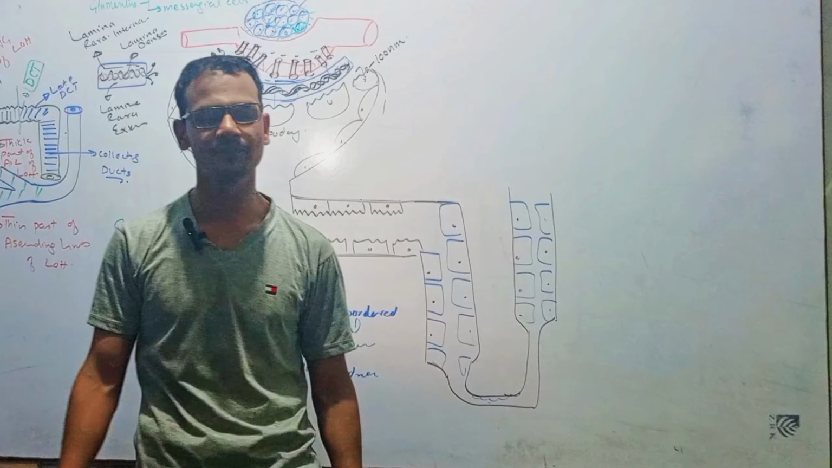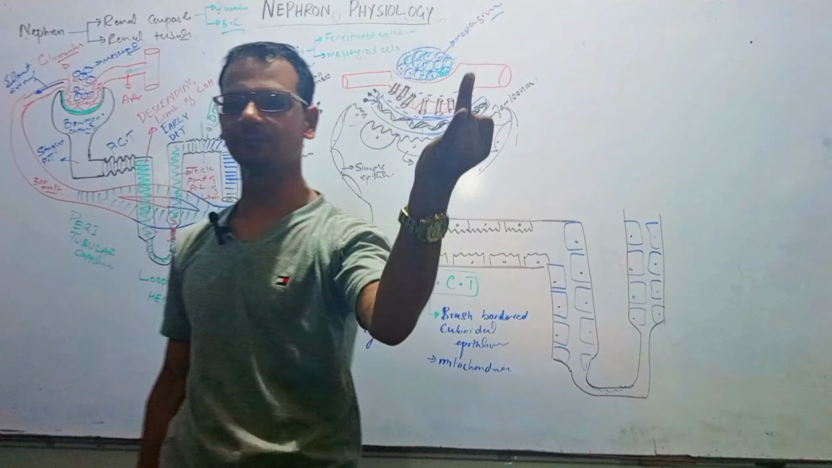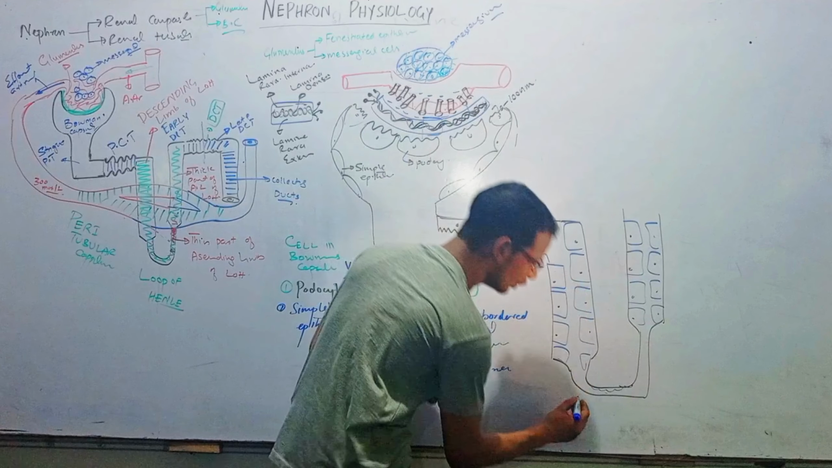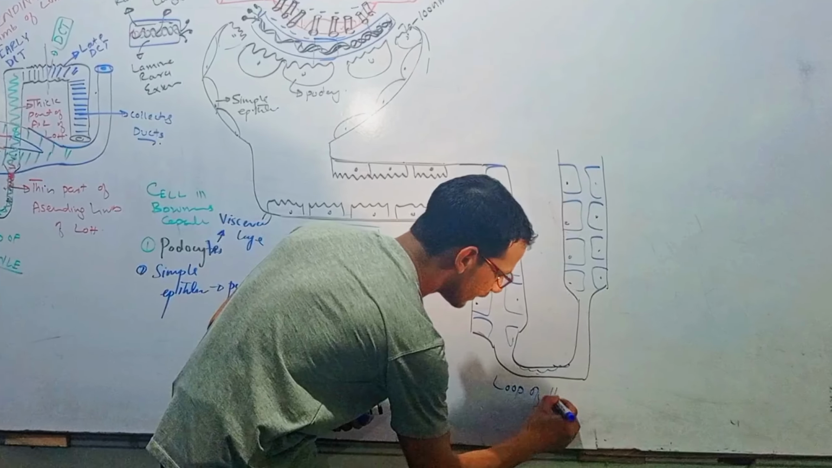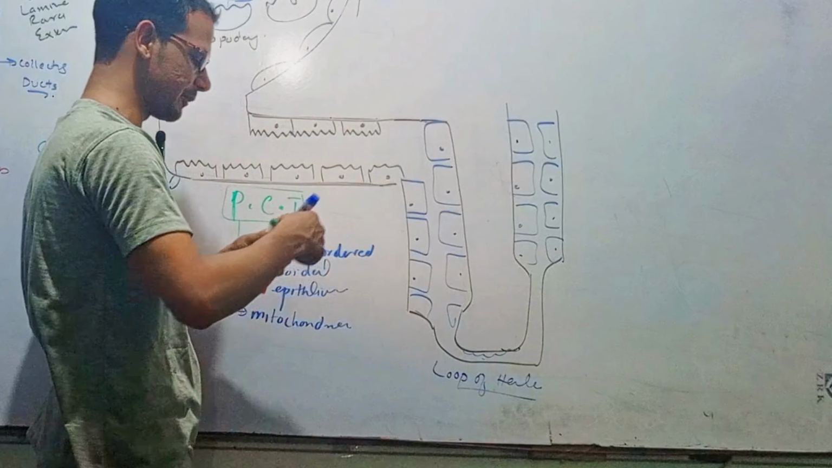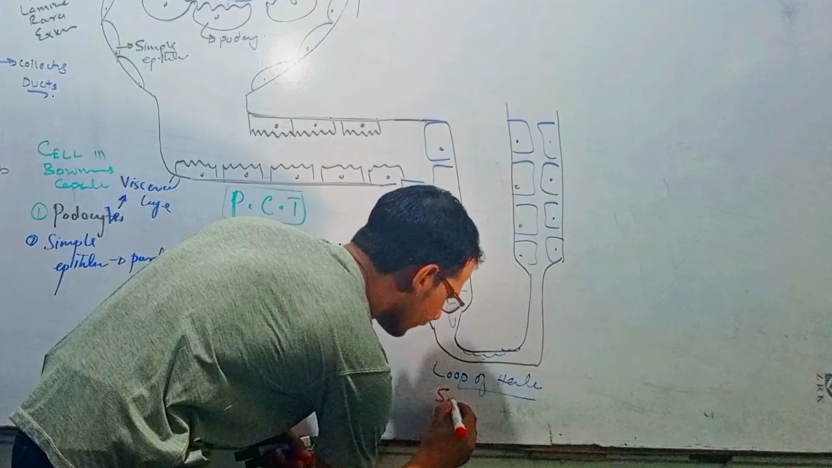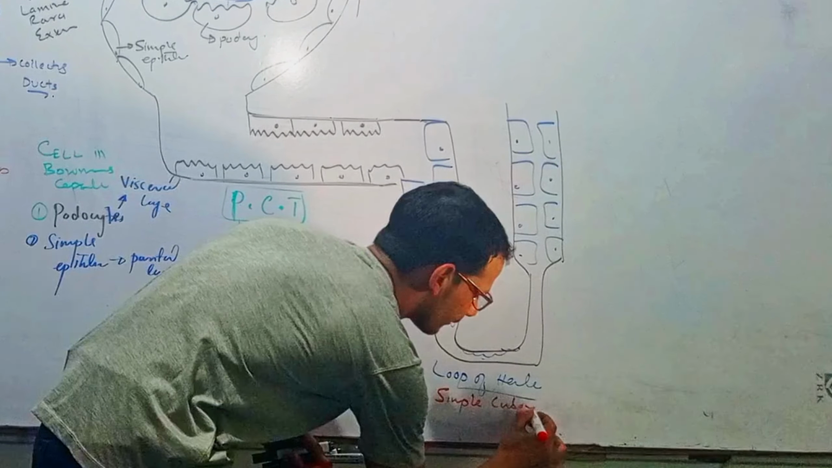Which type of electrolytes? Sodium, potassium, chloride, calcium, magnesium and potassium, right? Because the calcium will be repelled by potassium. This is a very unique type of transport here which occurs due to repelling of two charges, right? So this is the loop of Henle, and loop of Henle has which type of epithelium? Simple cuboidal epithelium, right?